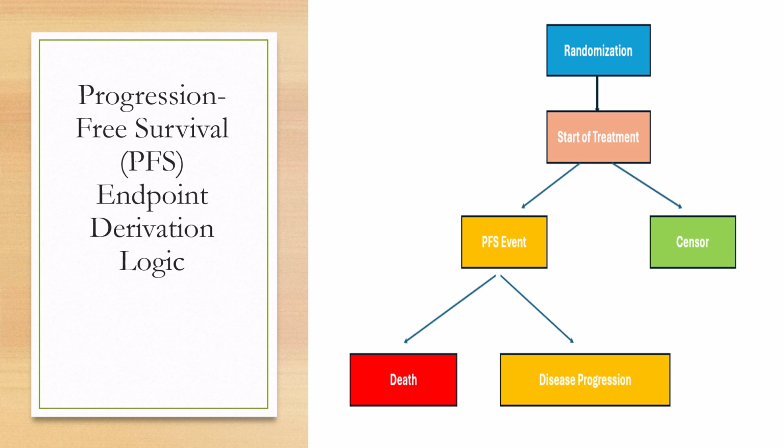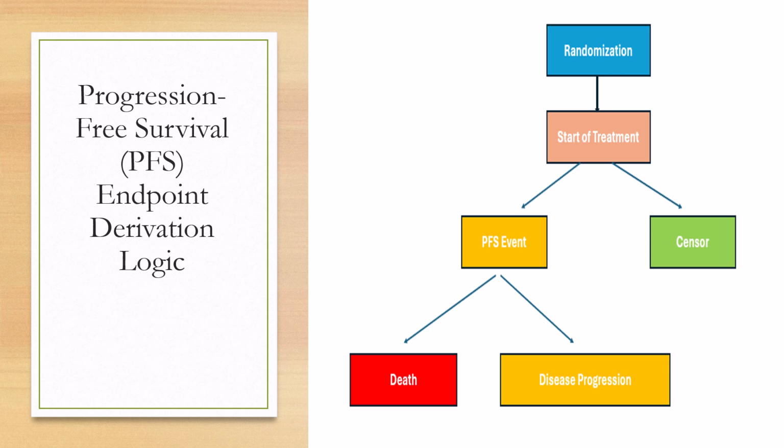Now, if we talk about how to calculate this progression-free survival data, that is the derivation, how we have to proceed. Step one is that we have to start with the start date of PFS, which can be the first dose of treatment. For patients receiving combination therapy, the start date is based on the first dose of the treatment regimen.